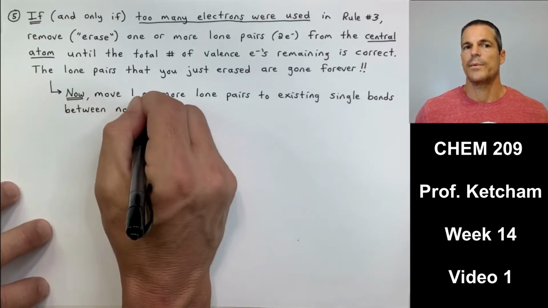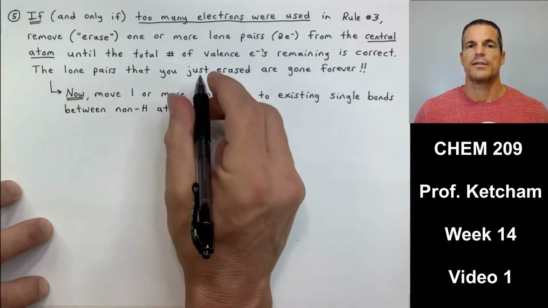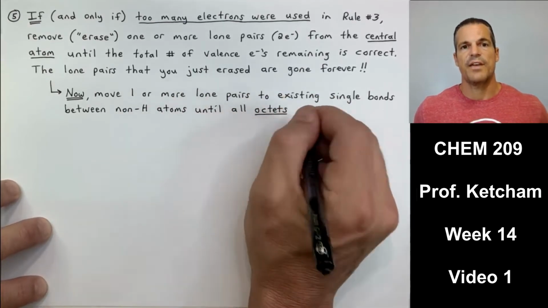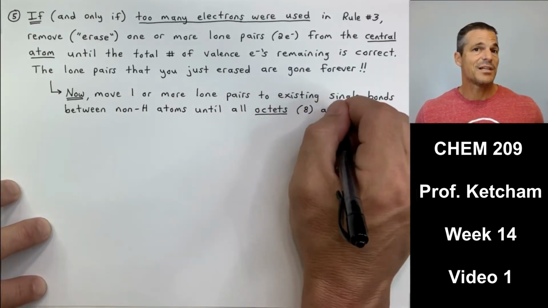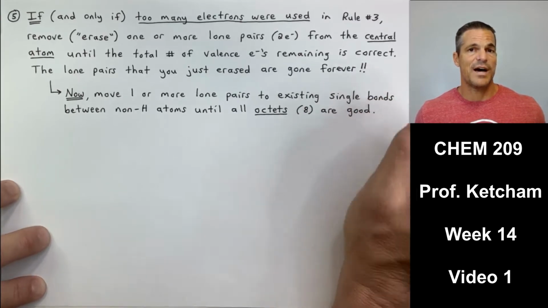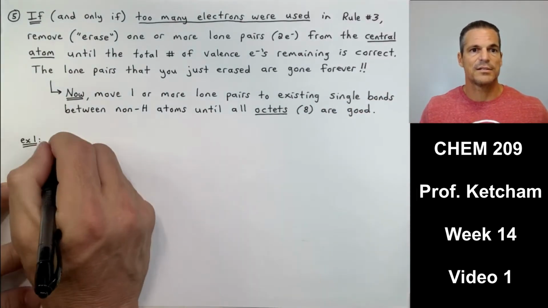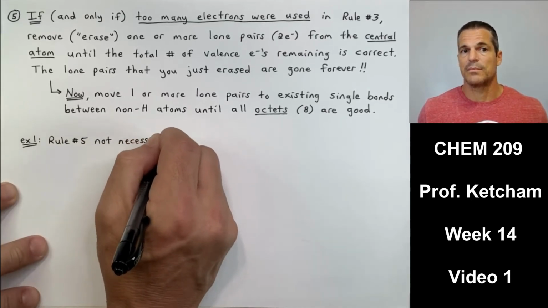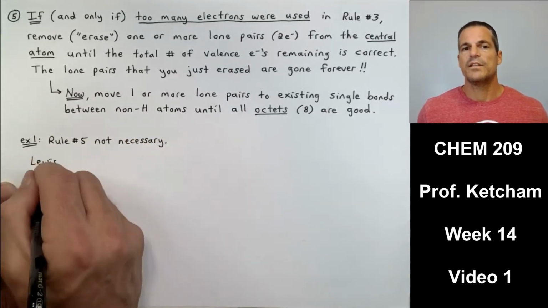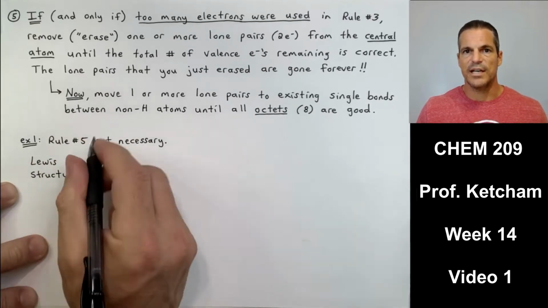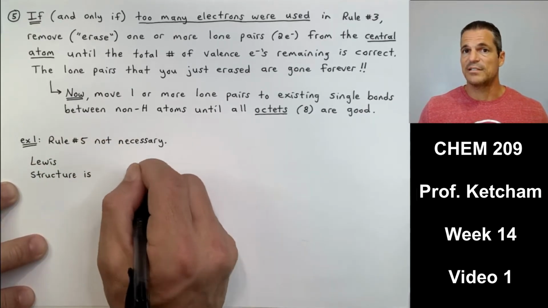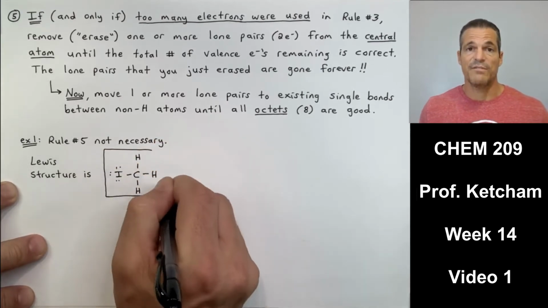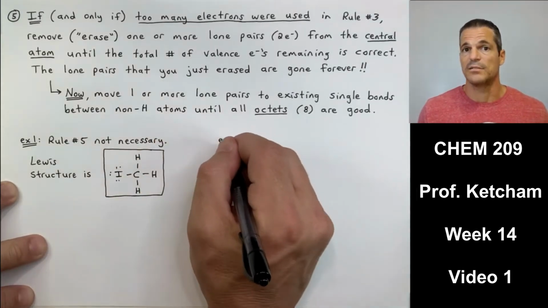And the reason why we would do rule number 5 is so that we can get everyone with a complete octet. Everyone likes to have 8 electrons around it. But sometimes when I apply rule number 5 and erase some electrons, some of the other atoms get screwed and they don't have 8 electrons around them. All right, so for most of this first round, these 6 examples, rule number 5 is not necessary. But later in this exact video, I'm going to do some where rule 5 is needed. That's when we have double bonds and triple bonds.